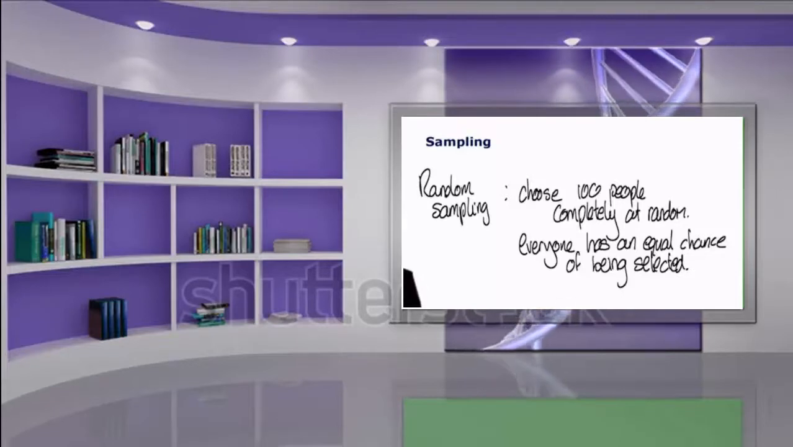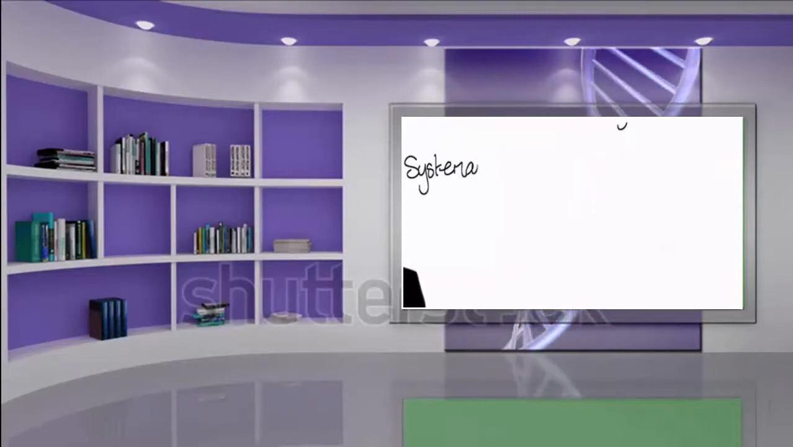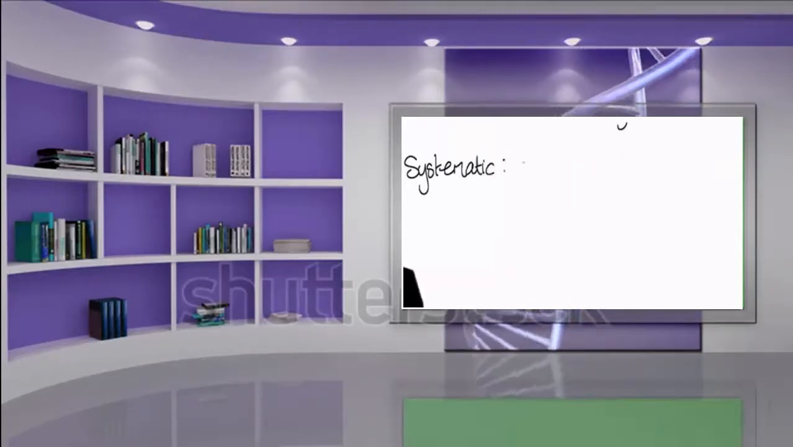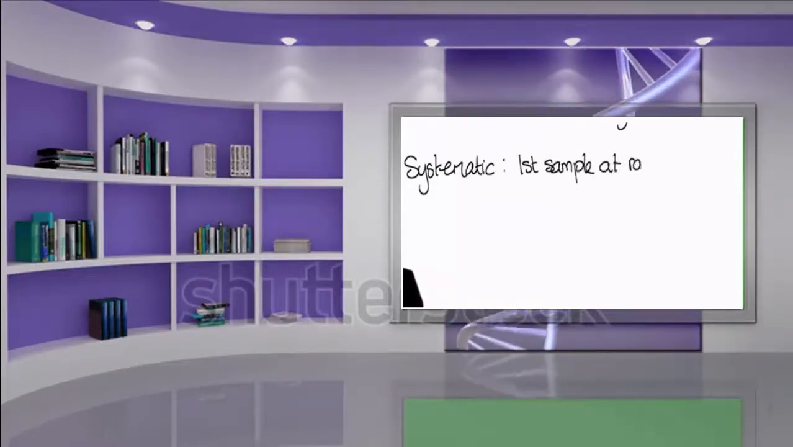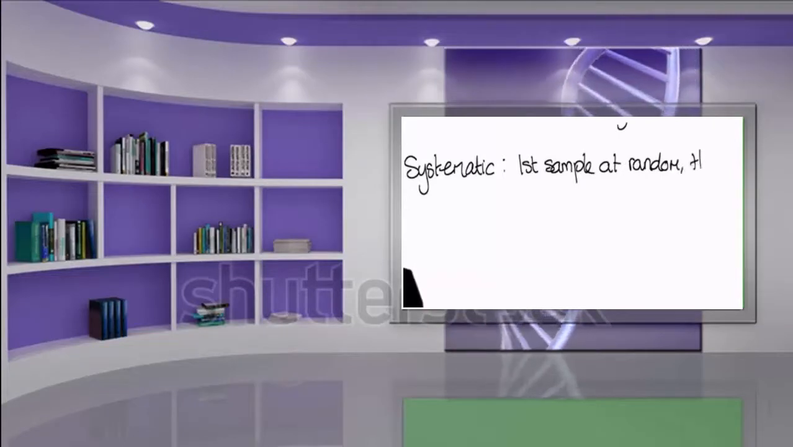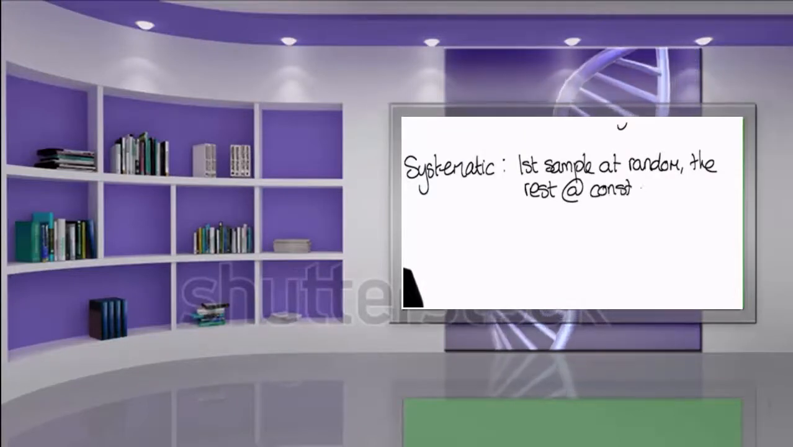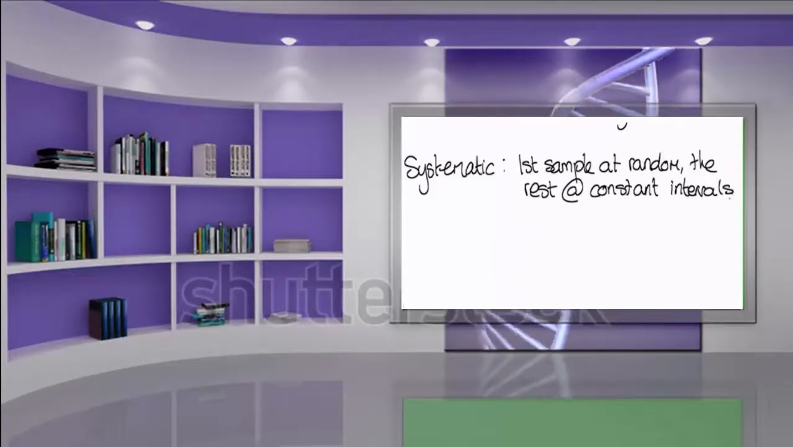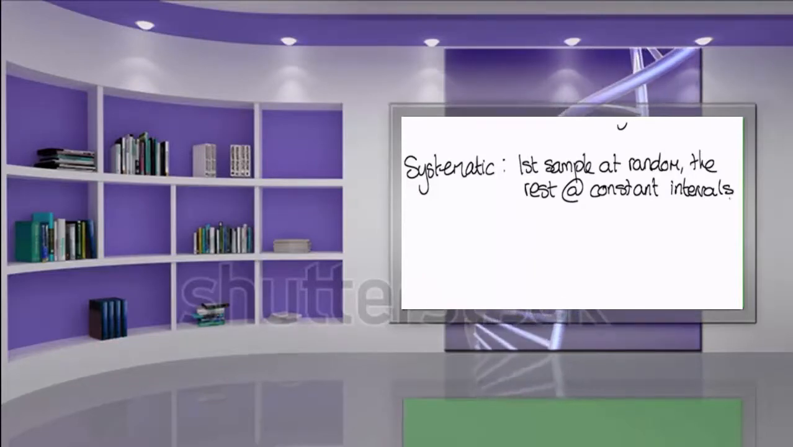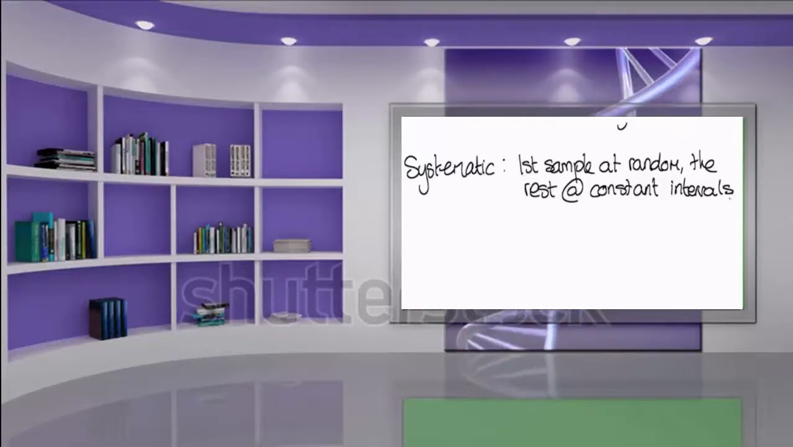Our next approach to sampling is systematic sampling. In this case, we select our first sample at random and the rest at constant intervals. So, let's suppose, for example, we have 20,000 people in a large auditorium and we want to select 100 of those people as our sample group.